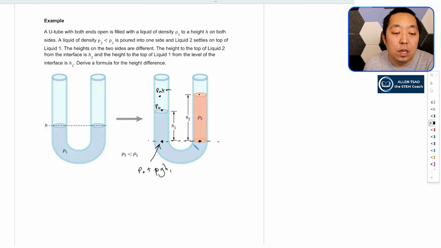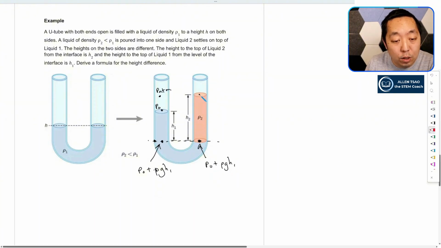Even though it's at an angle, everywhere horizontally has that same pressure, right? So all that matters, it doesn't matter that it's right below it. The height is just that vertical distance there. So at this point right here, we have P0 plus rho g h1.